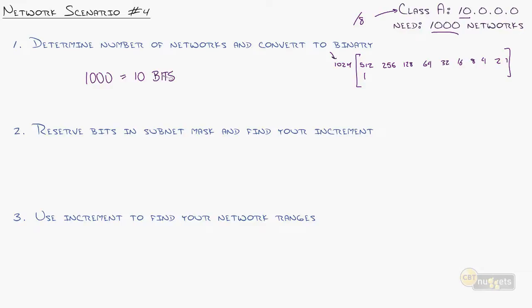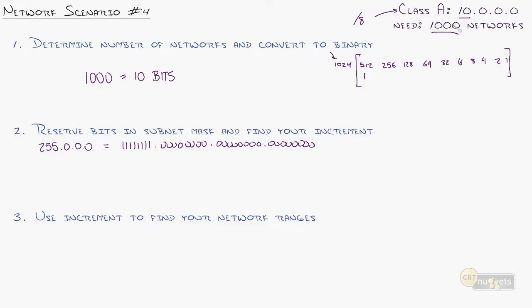All right. So, reserve bits in the mask and find the increment. Our original subnet mask, because it was class A, is 255.0.0.0. In binary, it looks like this. 1, 2, 3, 4, 5, 6, 7, 8. 1, 2, 3, 4, 5, 6, 7, 8. Now remember, all these zeros are ours. It's our playground to work with. I got too many there? Yeah, one too many. There we go. So we've got our subnet mask in all binary.